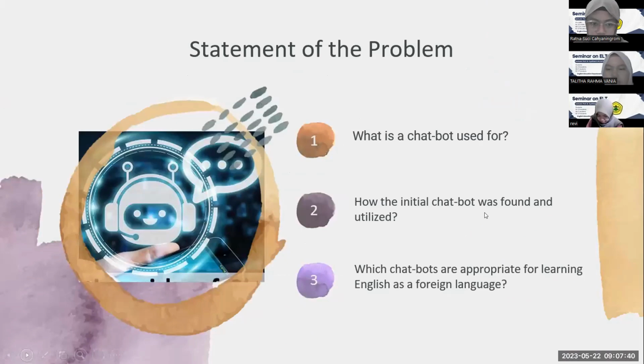For the statement of the problem, we have three. The first one is, what is a chatbot used for? The second one is how the initial chatbot was found and utilized. And the last one is, which chatbots are appropriate for learning English as a foreign language?